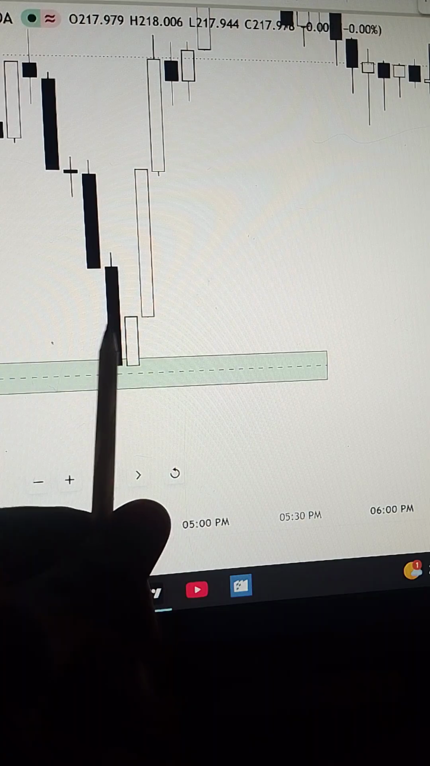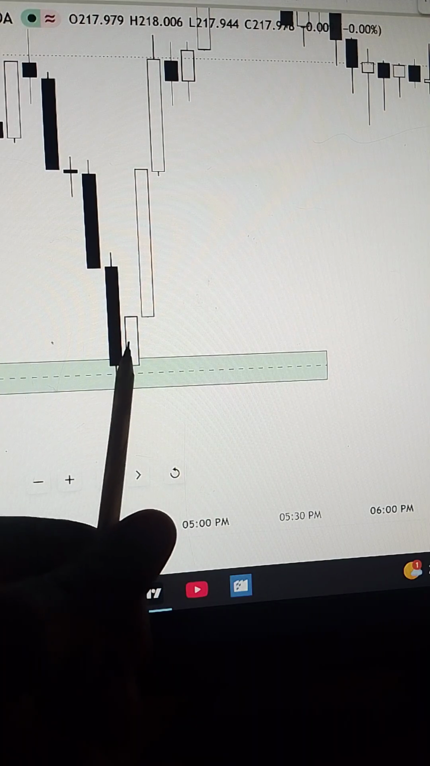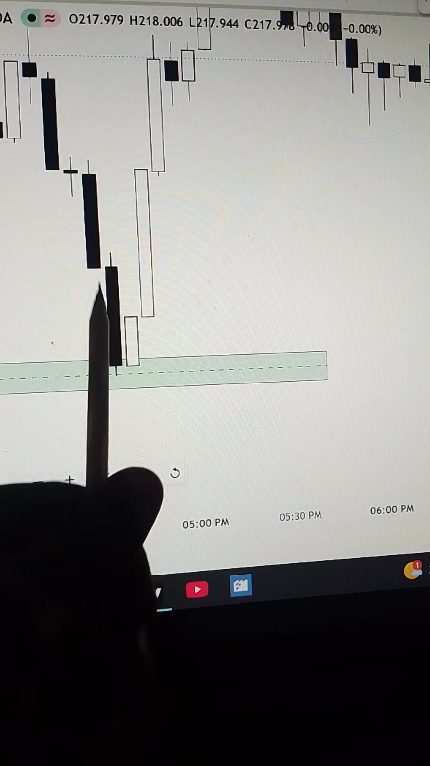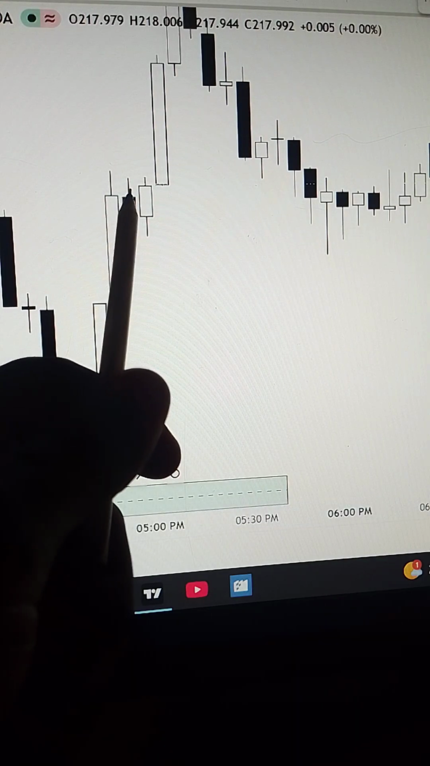So you can see you had a red followed by green. So you add more positions, add more positions. After every 5 minute candlestick, you add more positions. So this was our first entry, second entry, third entry. So on that entry, we had a support here. So this is a major support.